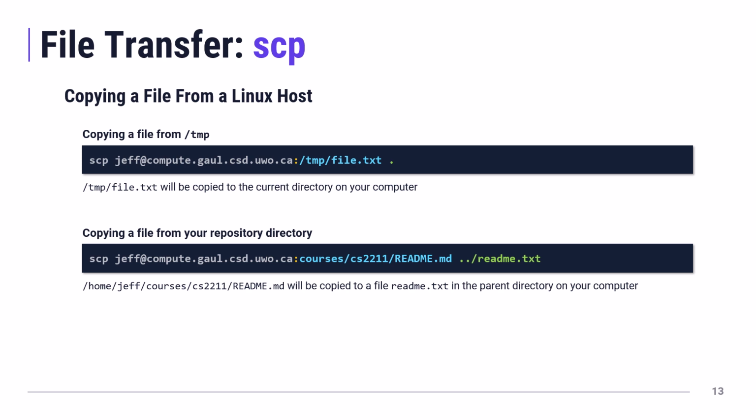Another example, I could say, okay, here's a relative path. So in my home directory, go into courses, CS2211, get the file readme.md, and I want you to copy it to the parent directory on my computer as the file readme.txt.